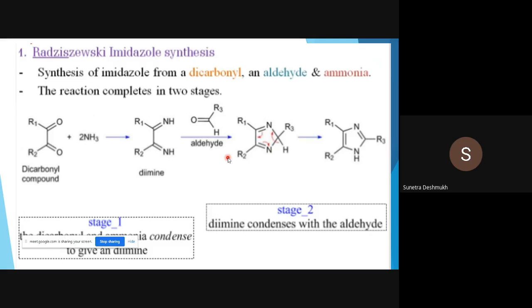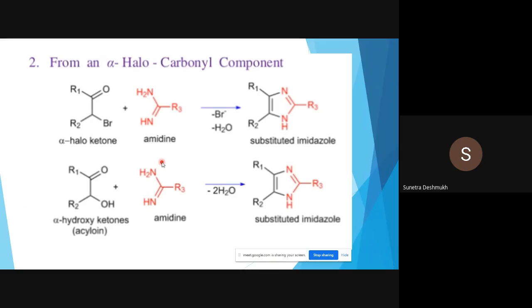Some name reactions for the synthesis of imidazole, I have already provided material, but I will still cover some of them. Radziszewski imidazole synthesis: synthesis of imidazole from a dicarbonyl, an aldehyde and ammonia. It completes in two stages, so you can see over here. If you want a clear-cut mechanism, you can search the internet, research materials, or go through some books to find the exact proper mechanism.